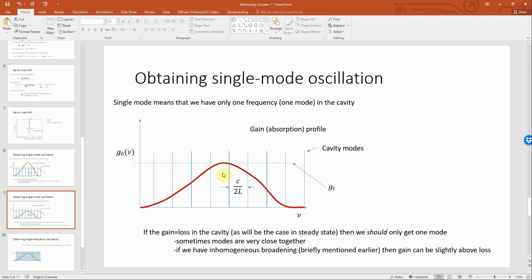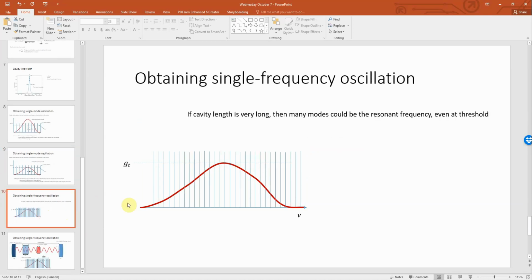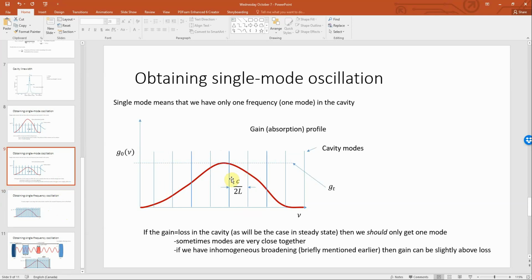Okay. Now, this picture here is if the modes are still fairly well separated compared to the gain medium, but that's sometimes not the case. Sometimes the mode spacing is extremely short. As we've had here, c over 2L, where L could actually be very long. It could be several meters.